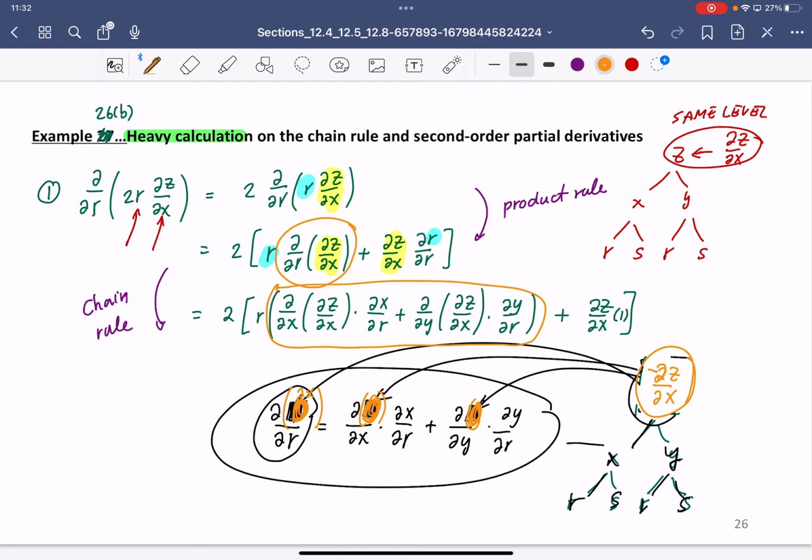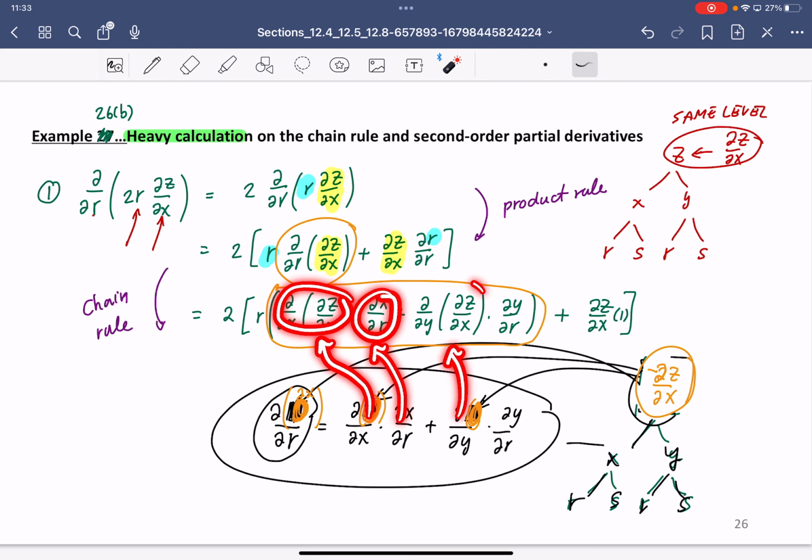So imagine that this is your box here. You differentiate that box with respect to X, times ∂X/∂R, plus differentiate that box by Y, times ∂Y/∂R. This is actually this term. It matches, right?